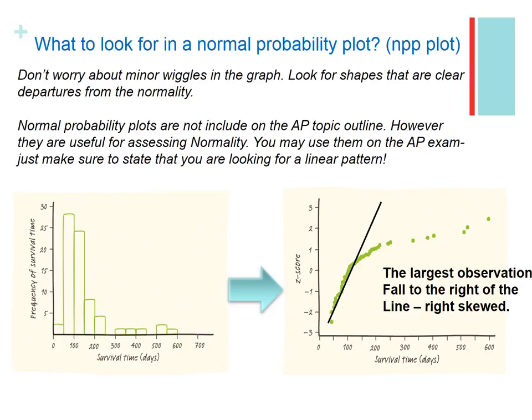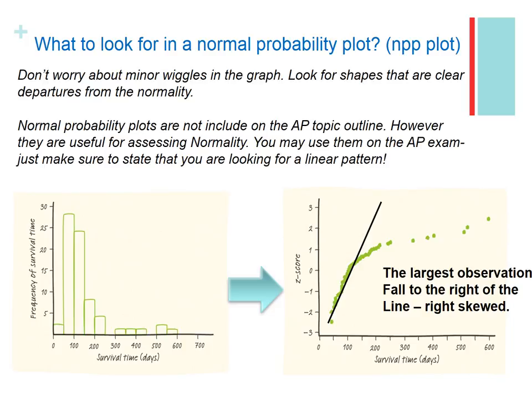So here's sort of your same example. Take a look, the largest observations fall far to the right of the line, therefore it's right skewed. If I was to make this linear, I have all these observations over here in the tail. These are really high percentiles.